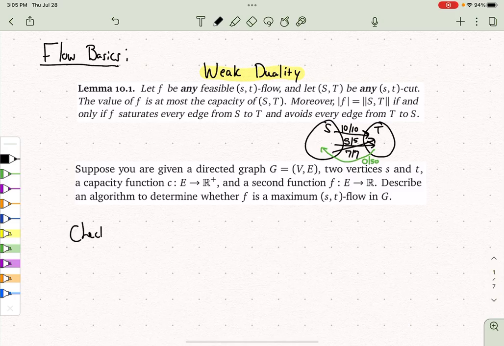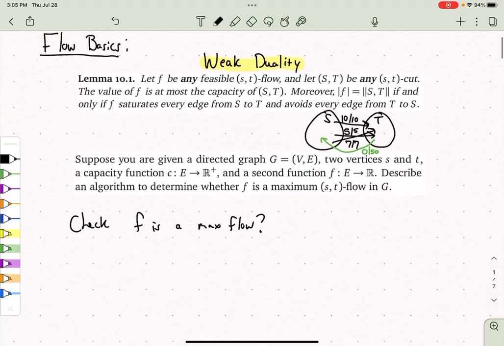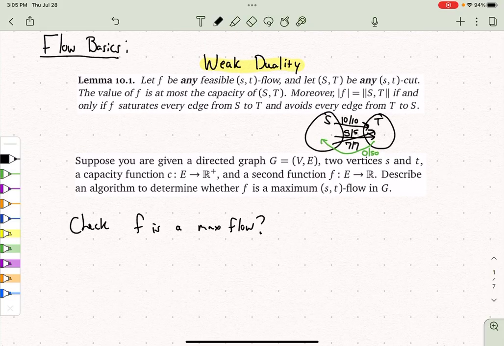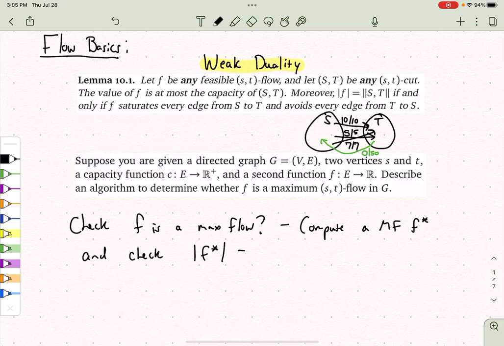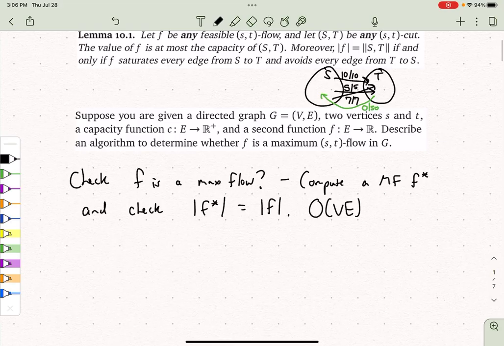So how do we check F is a max flow? One obvious thing we could do is just compute a max flow F star and check that the value of F star equals the value of F. But first of all, that would be very slow. And not only is it slow, but that doesn't actually prove that F is a max flow, because we have to prove it's also a feasible flow. So there's a bunch of things we really have to check.